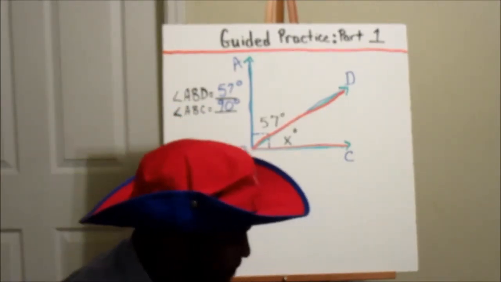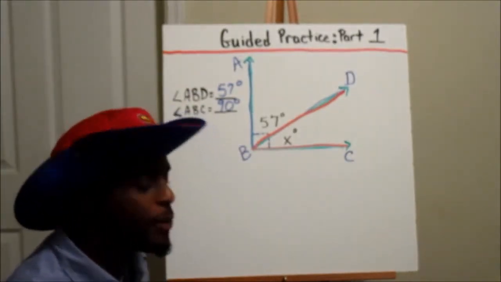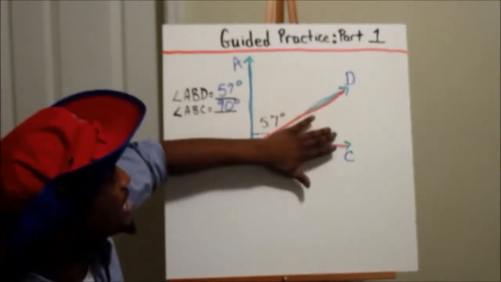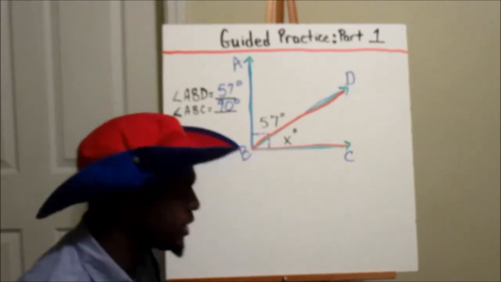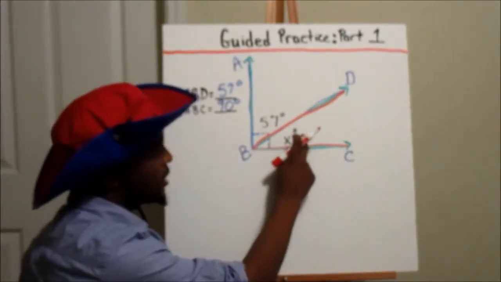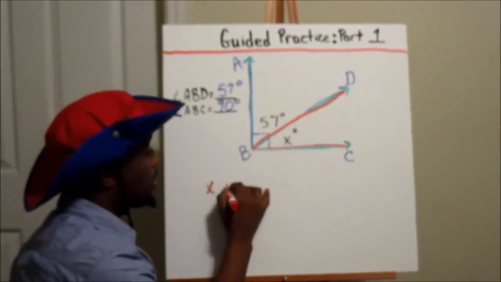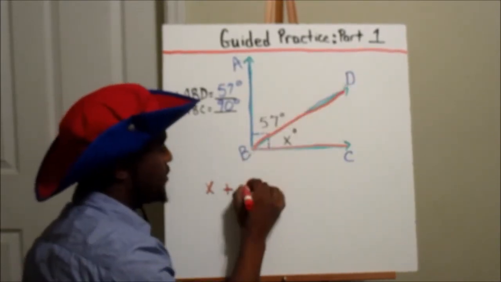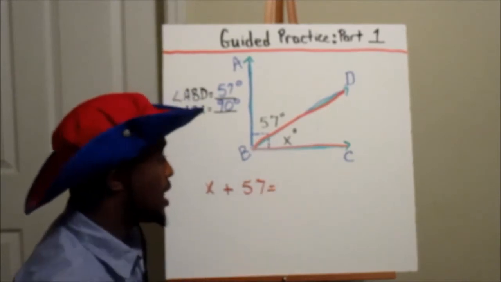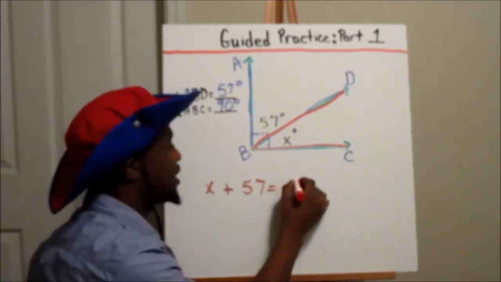Alright? Question 4 says, okay, now that we know that these two angles add up to 90 degrees, what equation can I write to represent that? Well, that'll be very easy if we know that angle X plus angle ABD, which is 57 degrees. Alright? I know that the total between those two is 90 degrees.